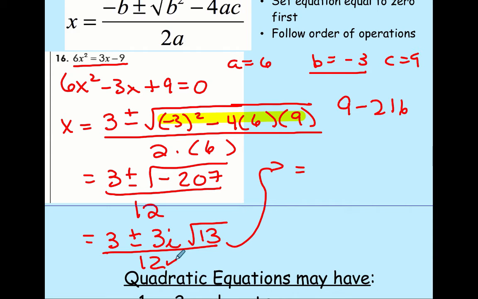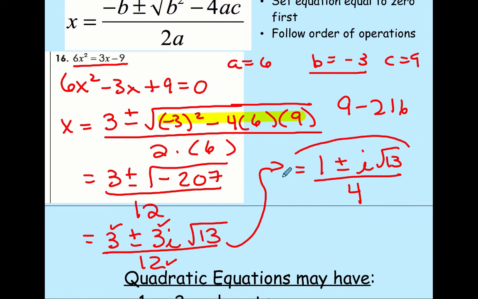Can anything divide 12 as well as both of these terms up in the numerator? Well, yeah, all of them are divisible by 3. 3 divided by 3 is 1. 3i divided by 3 is 1i. Still leave my square root of 13. And 12 divided by 3 is 4. So our two solutions are imaginary: 1 plus i square root of 13 over 4, and 1 minus i square root of 13 over 4.